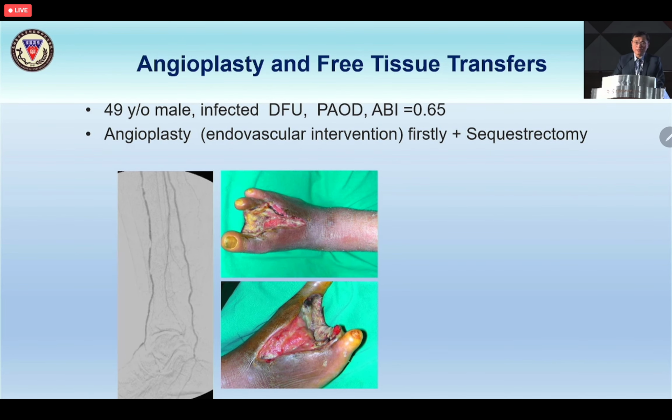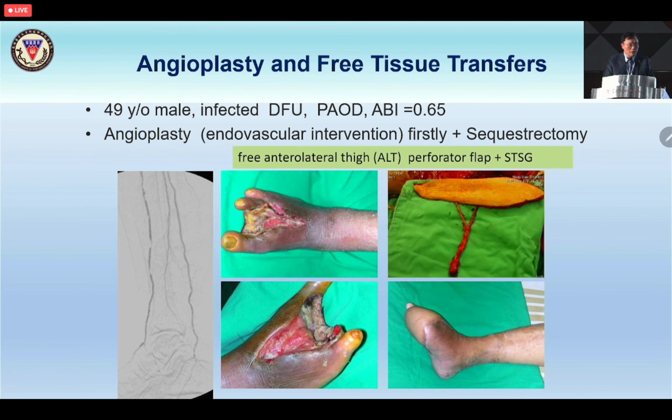This patient has a diabetic foot ulcer and PLD, with a very low ABI index. After we did the angioplasty endovascular intervention, we did wound care and debridement, and finally we used a free flap to cover the defect, combined with a skin graft, and in the end we could salvage the limb.